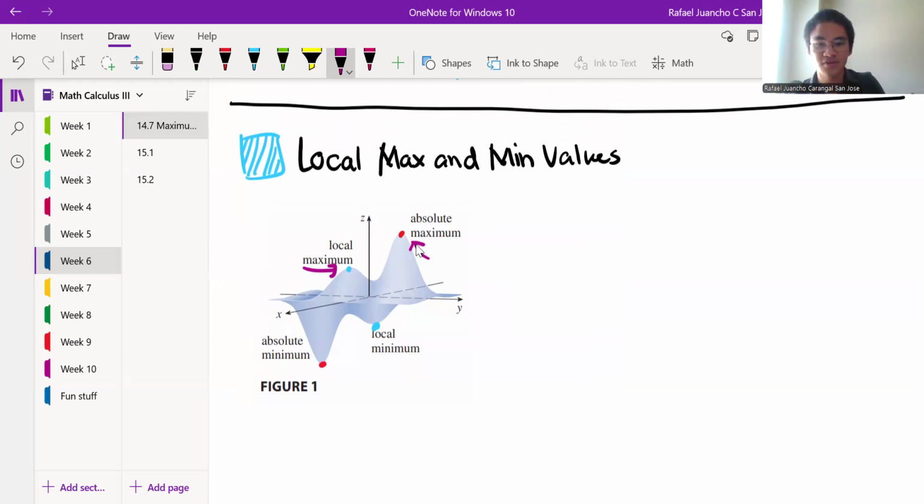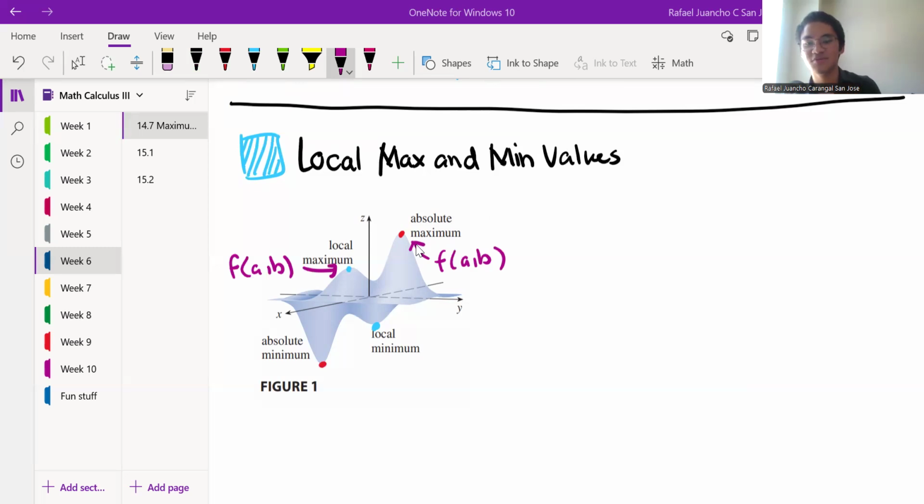So these are both f(a,b). They both have a local maximum. So both of those are local maximums. The absolute maximum is also a local maximum. Okay, and then we also have two local minima.